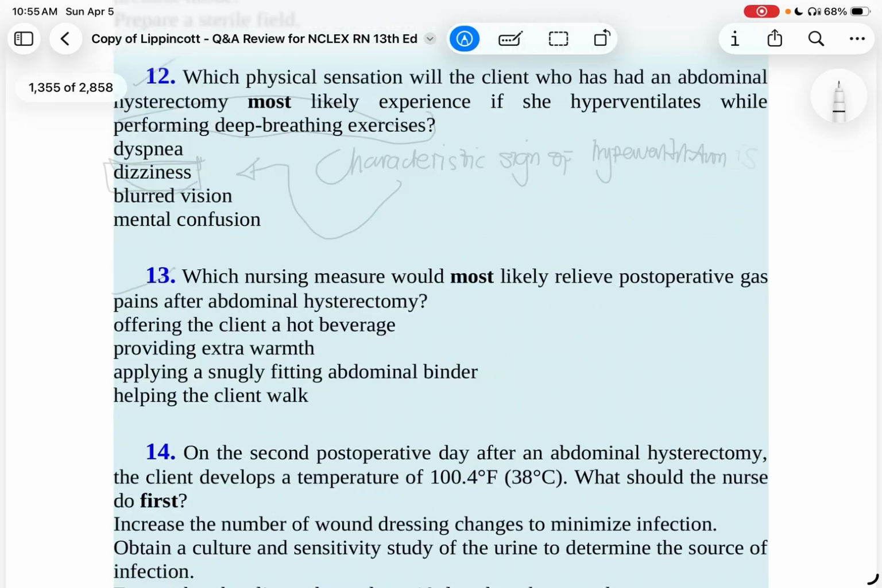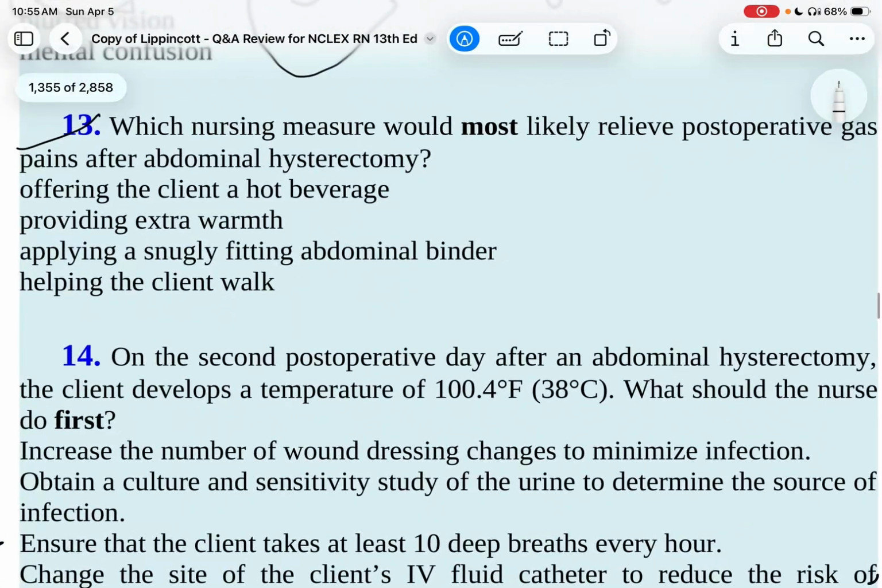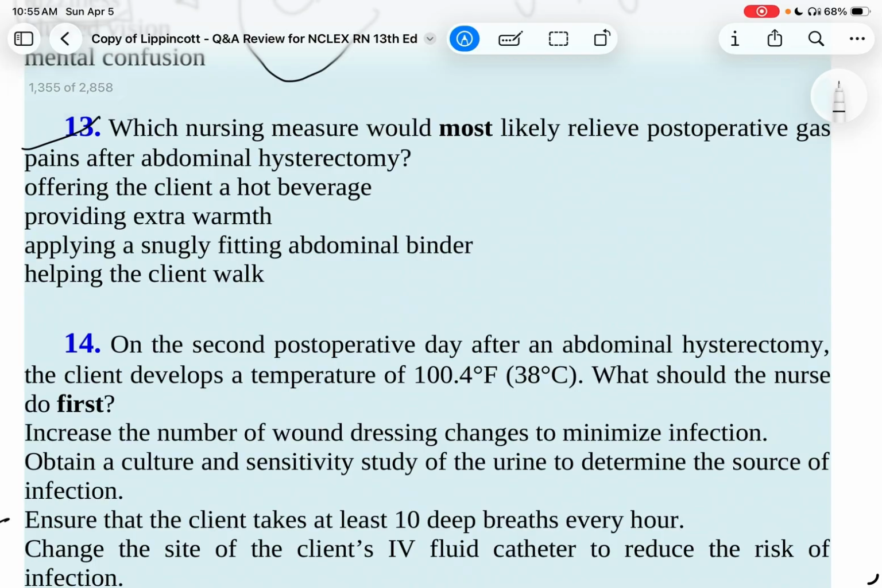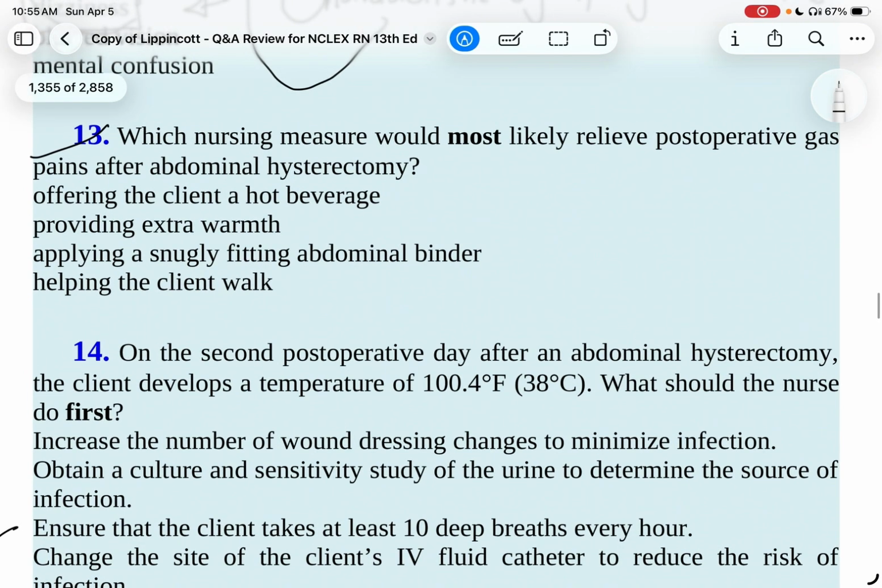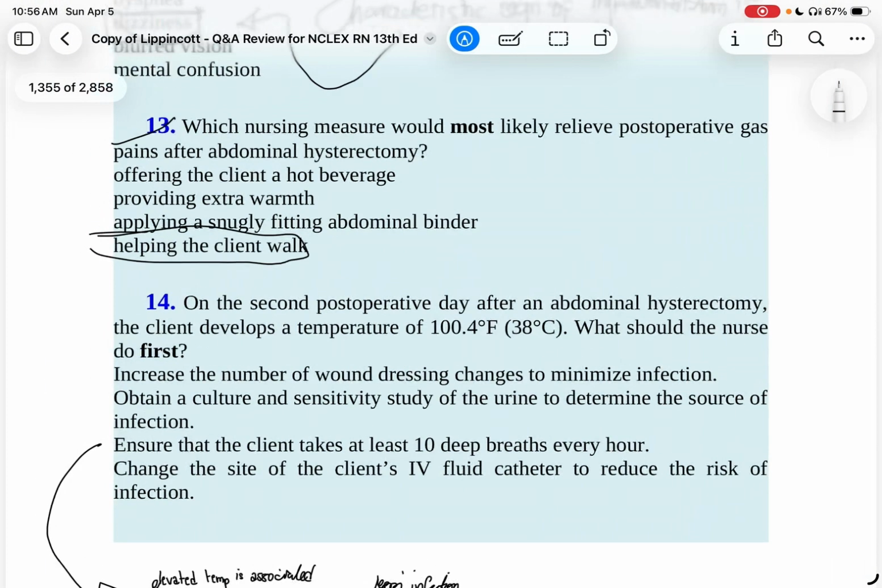Which nursing measure would most likely relieve postoperative gas pains after abdominal hysterectomy? Offering hot open and fitting abdominal binder, and walking the client. So the client should be ambulated after the abdominal hysterectomy.